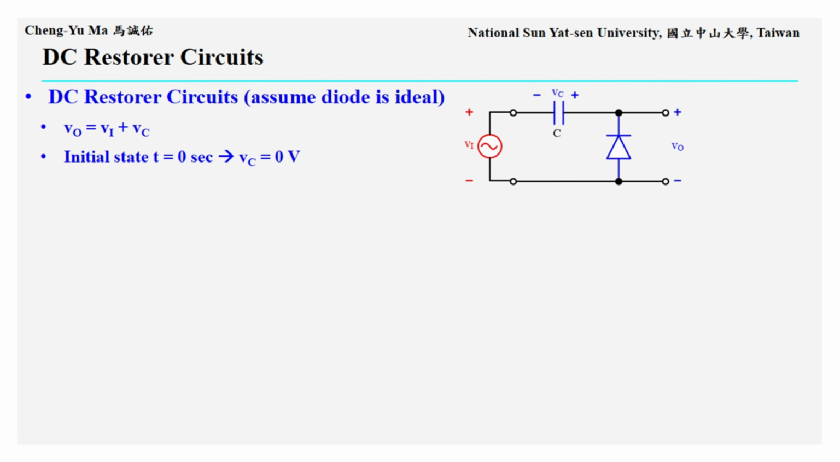The output voltage, VO, equals the input signal VI plus the capacitor voltage VC. In other words, the polarity and value of VC determine how the input waveform is shifted. To simplify the analysis, we first assume that the diode is ideal. That means it acts as a short circuit under forward bias and as an open circuit under reverse bias. We also assume that the capacitor initially stores no charge, so its initial voltage is 0 volts. These assumptions are the starting point for the circuit analysis.